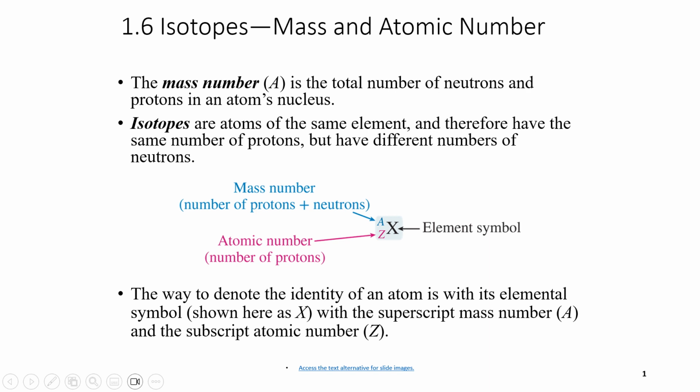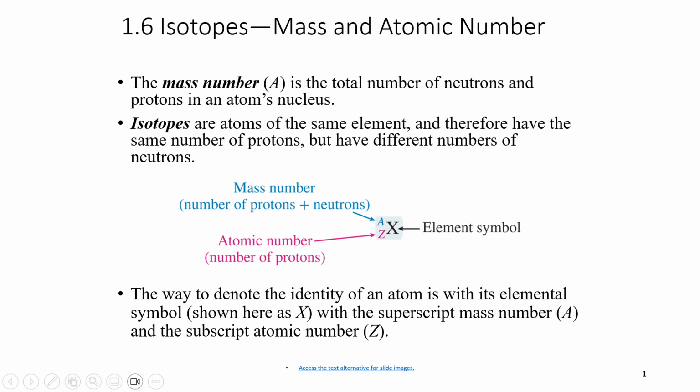They typically increase by 1 as we move across the periodic table. The mass number, on the other hand, includes the number of neutrons as well as the protons in the atom. So mass number, which is denoted by A, is larger than the atomic number because it also includes the neutrons.